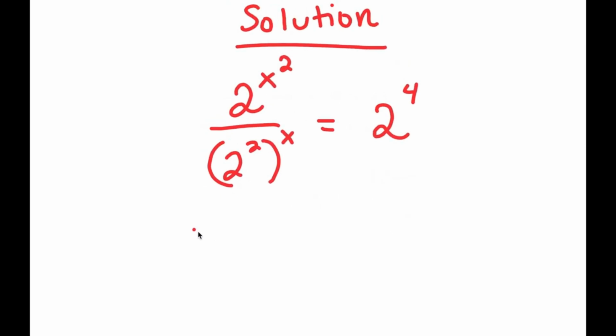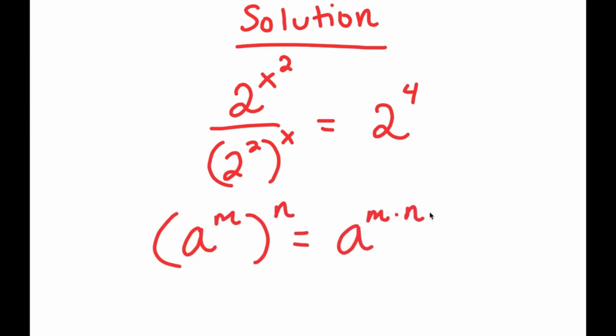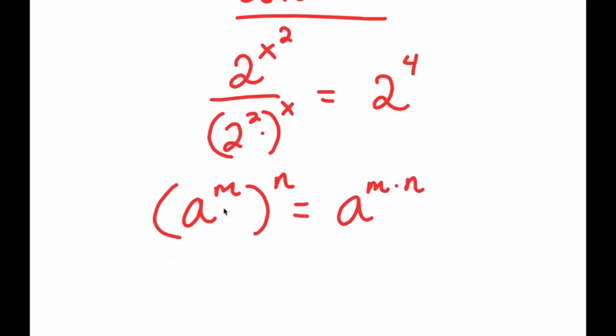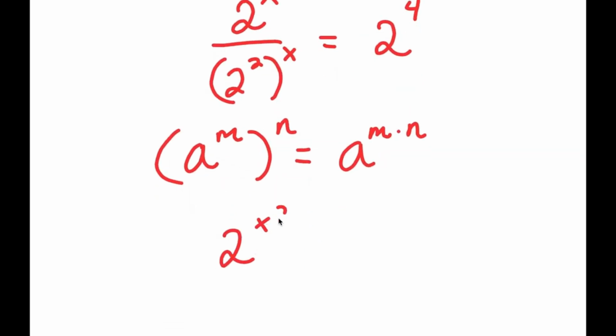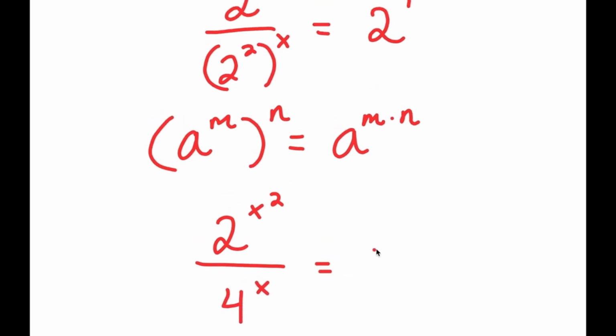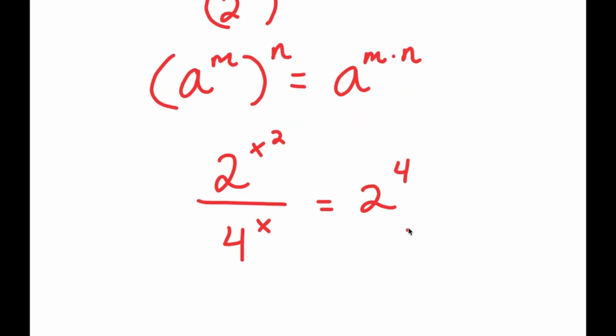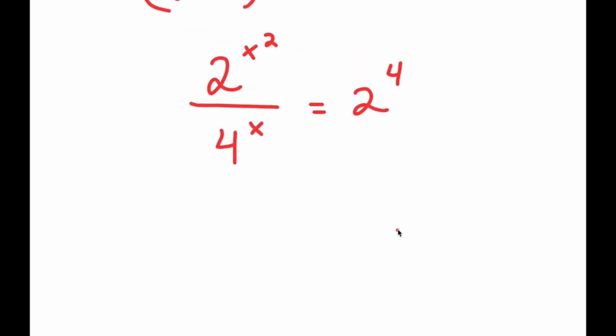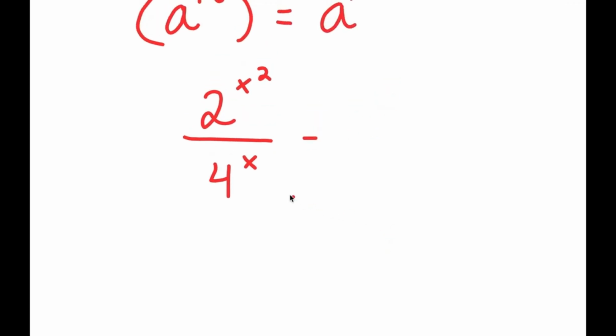Now from here, if I have something in the form a to the power of m to the power of n, this is equal to a to the power of m times n. So 2 squared to the power of x, I can rewrite that as 4 to the power of x, which is equal to 2 to the power of 4. And, oops, sorry, this is not 4 to the power of x, this is actually 2 to the power of 2x, which is equal to 2 to the power of 4.